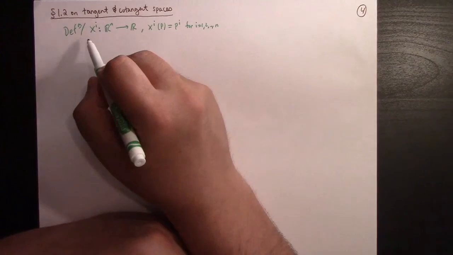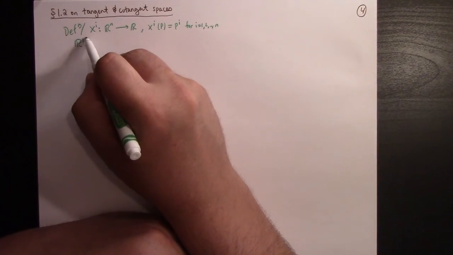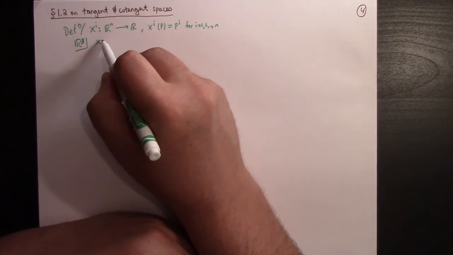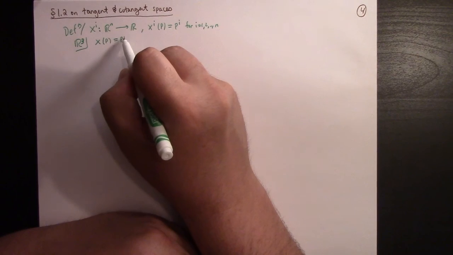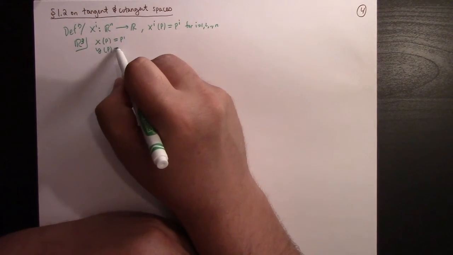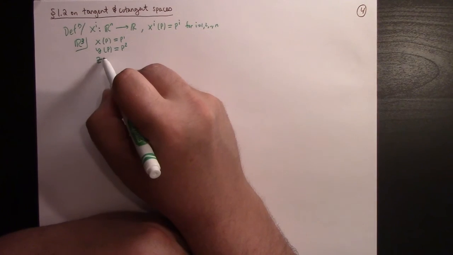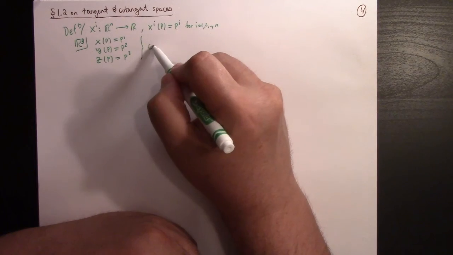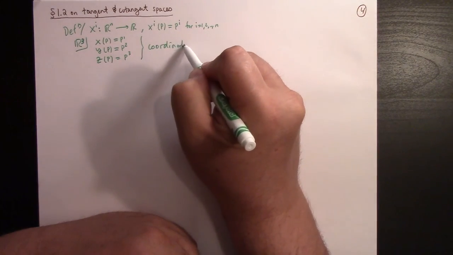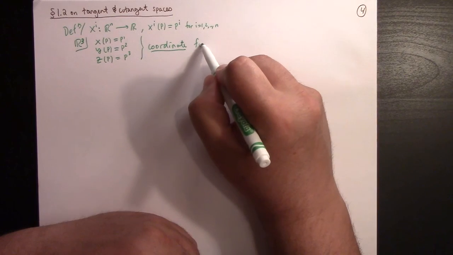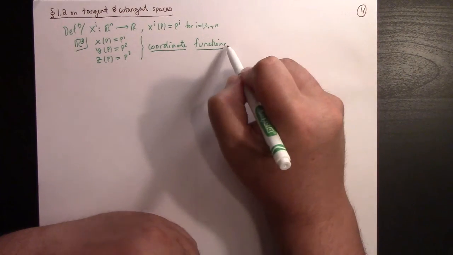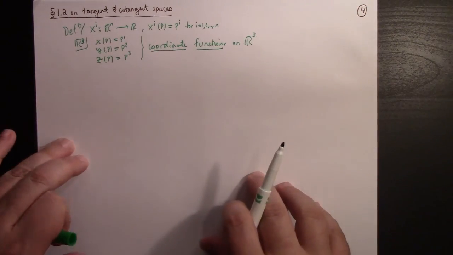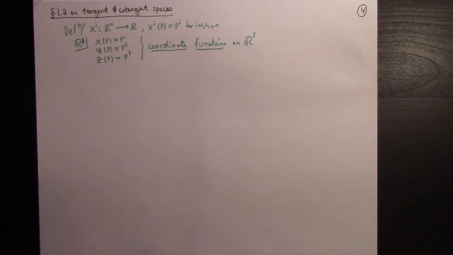Of course, for R^3, we also allow ourselves the simpler notation, right? Like x of p is just p^1, y of p is p^2, z of p is p^3. Okay, great. So these are the coordinate functions on R^3. And so this is a notation which may be a little bit new to you.